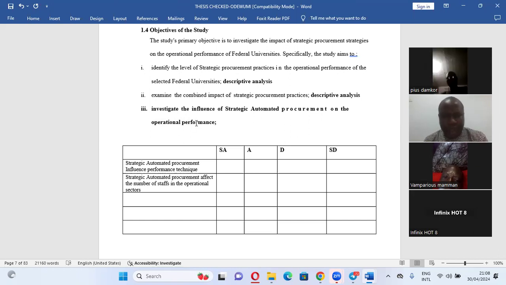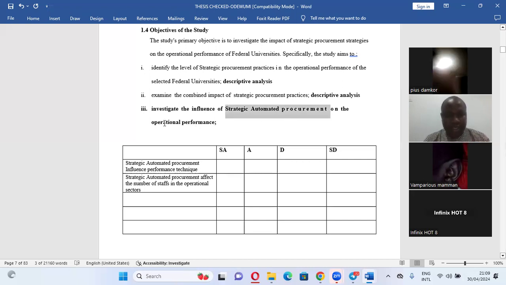When you are using chi-square, you are dealing with association. So if you are using correlation for this, it means that you are going to correlate this against this in your analysis.